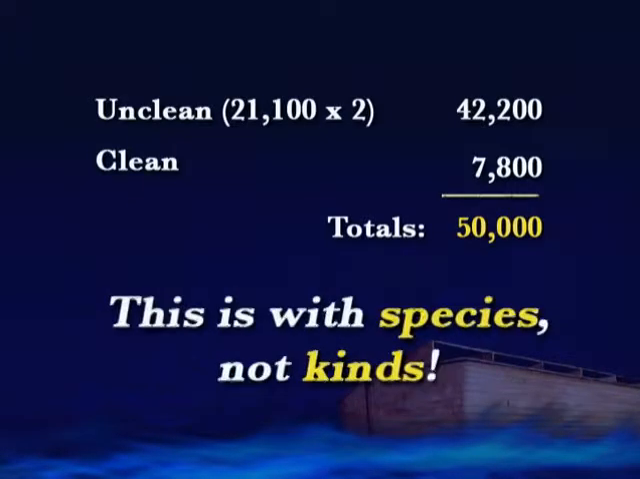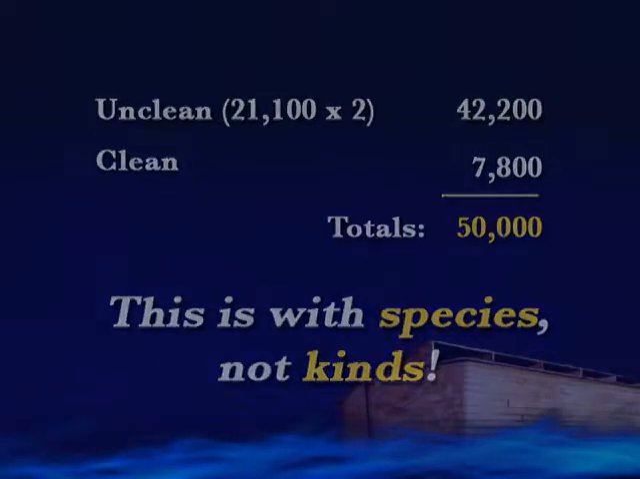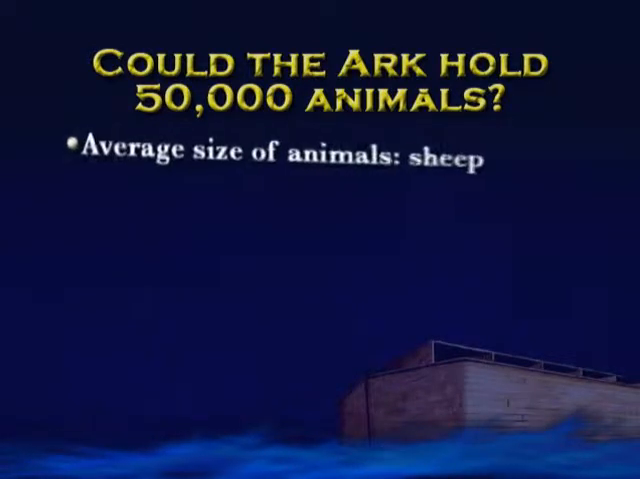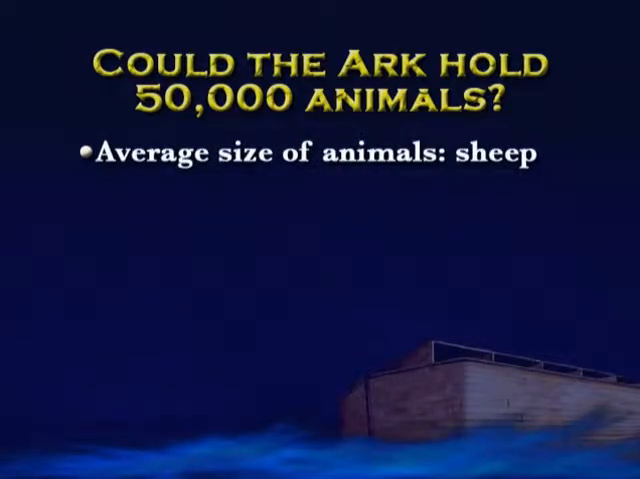Now remember, we're talking species. Kinds was probably a bigger biological category. Therefore, the number of kinds would be much less than 50,000. But we're making it as tough as we can for Noah. Could we fit all those animals on the ark? Well, the first thing we need to bear in mind is that the average size of animals is about the size of a sheep. Some animals, like giraffe or elephant, are much bigger than that, but a lot of animals are much smaller than a sheep.